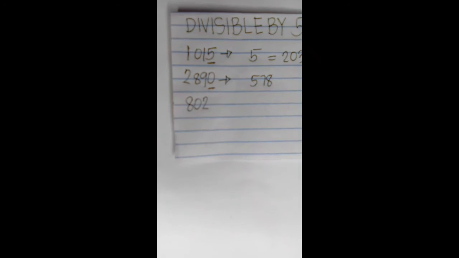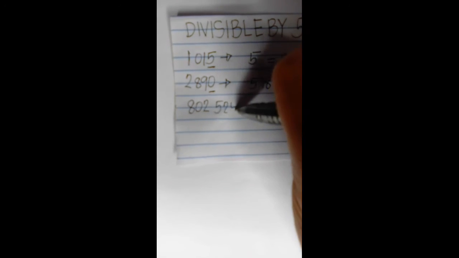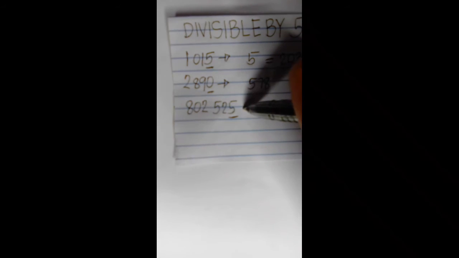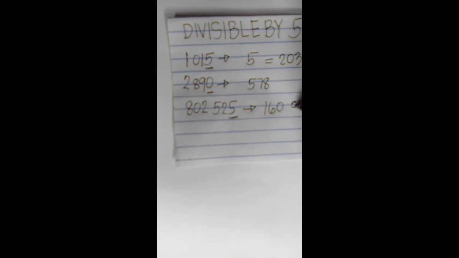Another example is we have 802,525. Is this divisible by 5? The last digit, the ones digit, is 5. So, let's try dividing it. 802,525 divided by 5, and the answer is 160,505.